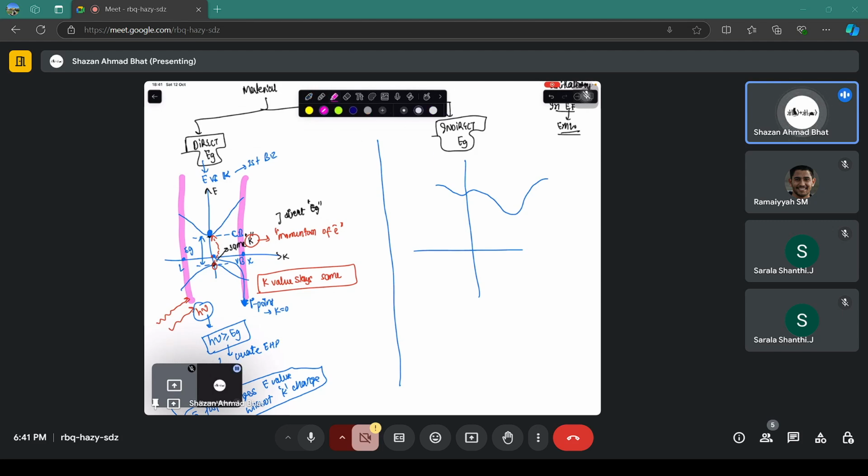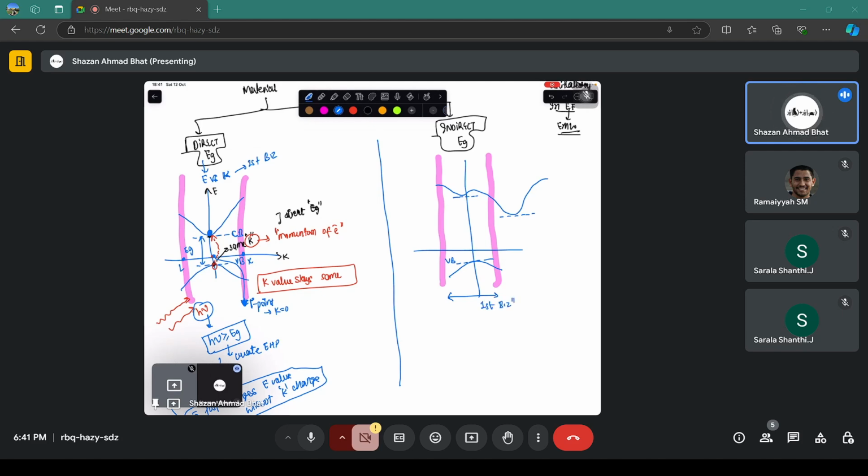So let's say this is the first Brillouin zone, and let's draw it here. This is the minimum of the valence band, and this is the minimum of the other band. Let's say this was the first Brillouin zone.